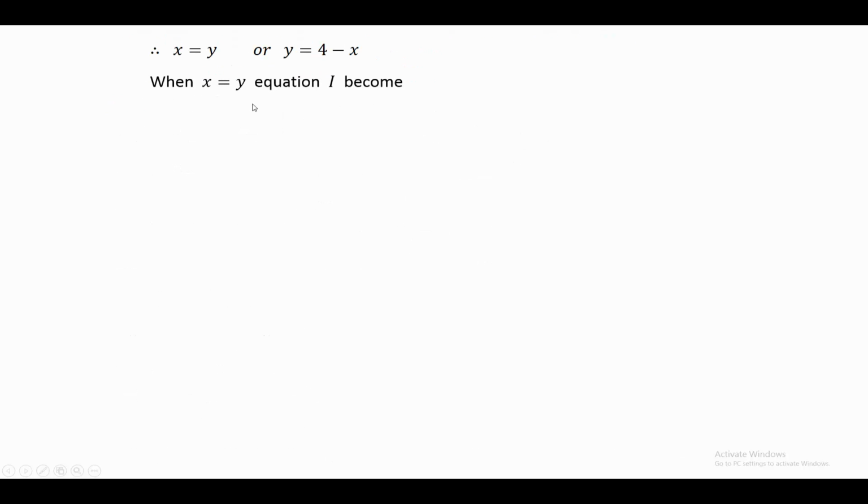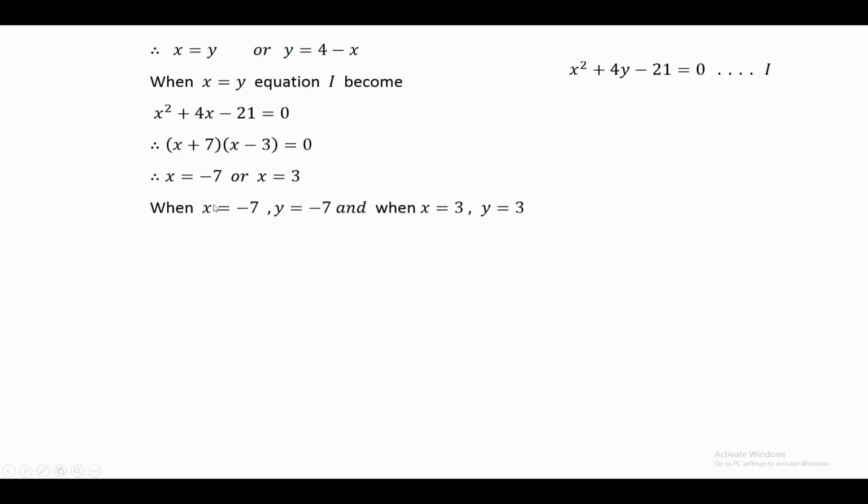Now when x equal to y, equation 1 is x² plus 4y minus 21 equal to 0. Here put the value of y equal to x. So we get x² plus 4x minus 21 equal to 0. Write down factors of this expression, x plus 7, x minus 3 equal to 0. Therefore x equal to minus 7 or x equal to 3. Now when x is minus 7, y is also minus 7, and when x equal to 3, y is also 3.